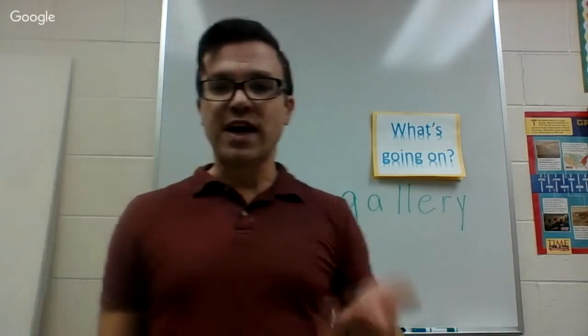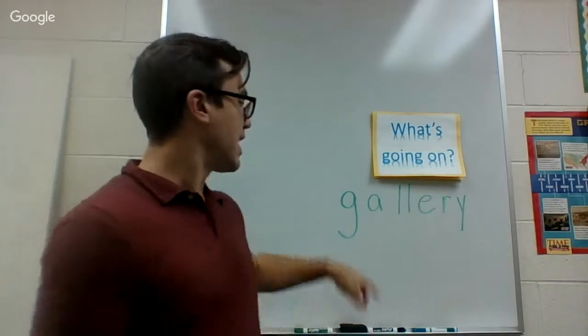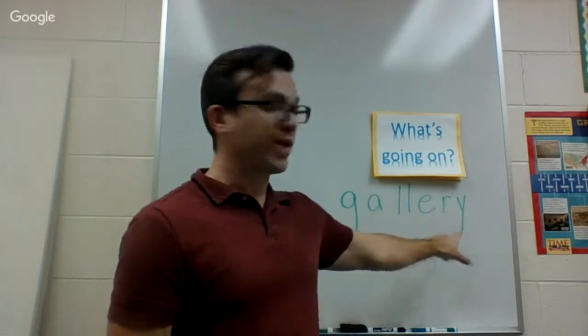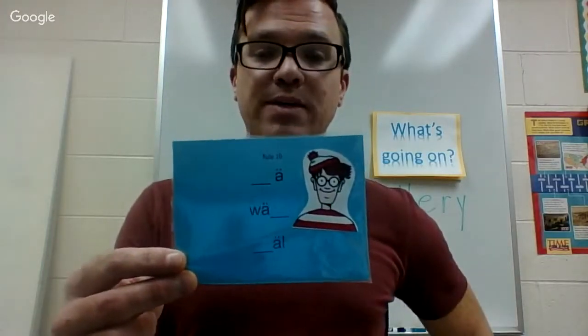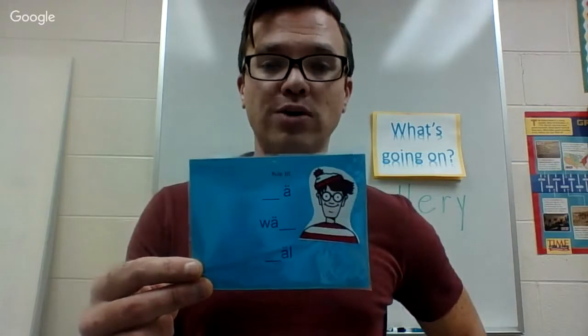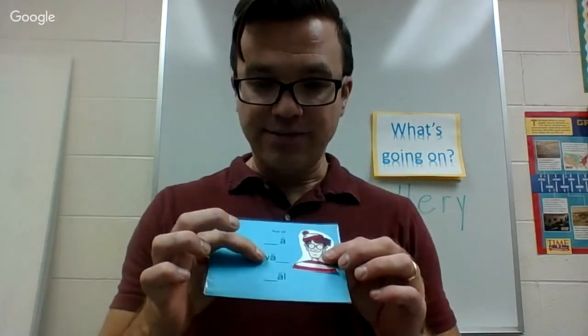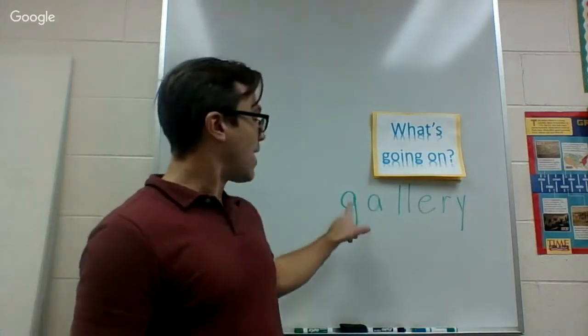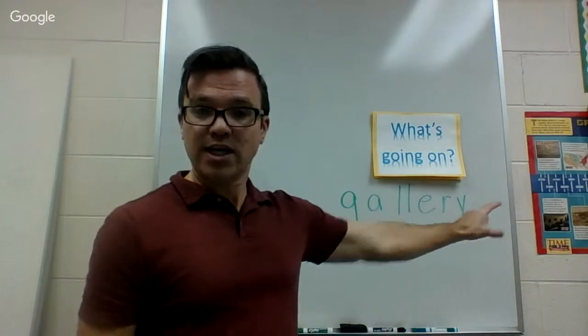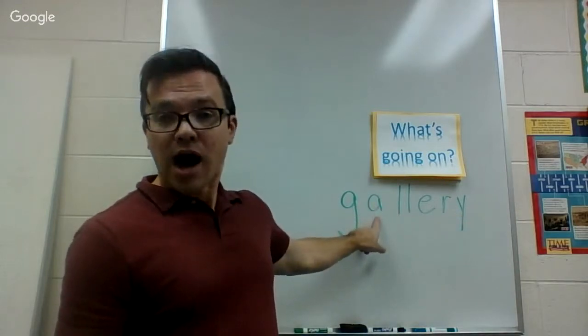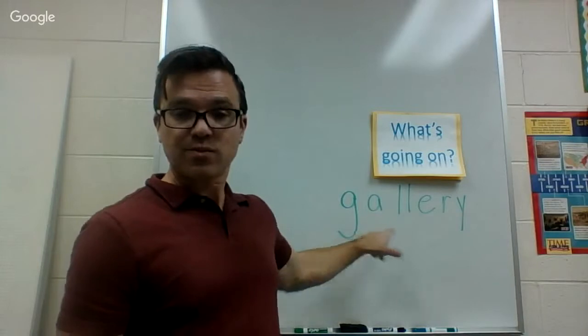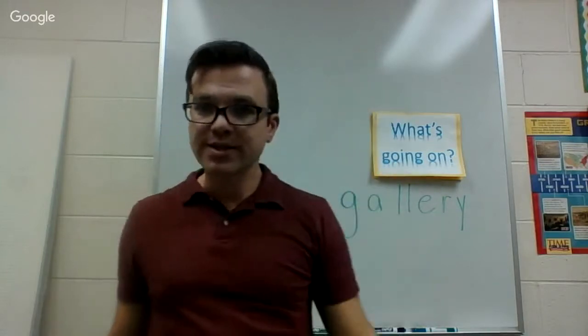Some third grade students found this word in one of their textbooks, and it's the word gallery. Gallery. And they came to me about our Waldo rule. Because if you remember, we talked about in the Waldo rule that A can say ah when it's at the end, but it also can say ah after a W and before an L. And so their question was, why is this gallery and not gallery, the third sound? So we need to talk about what's going on in this word.